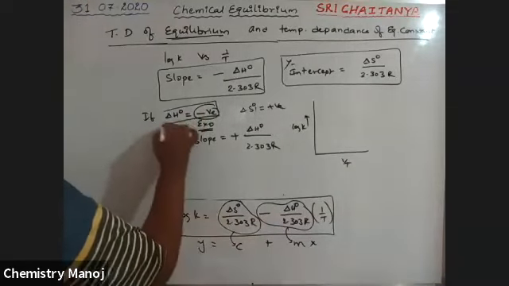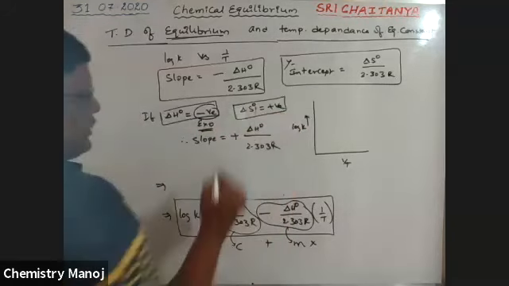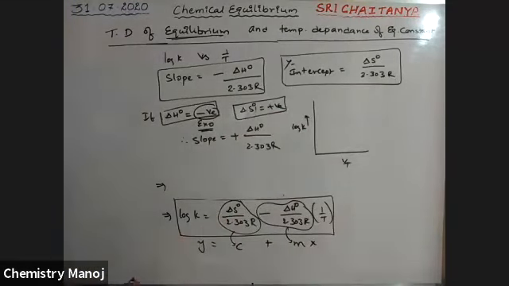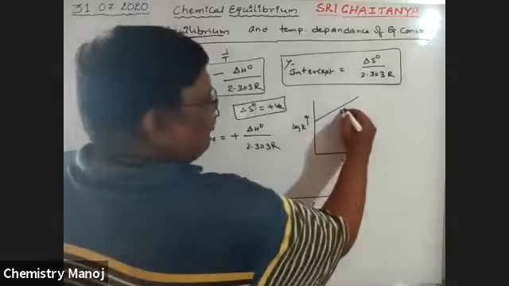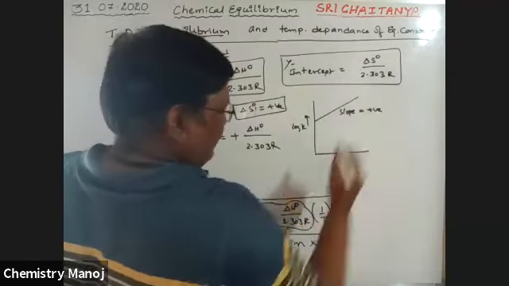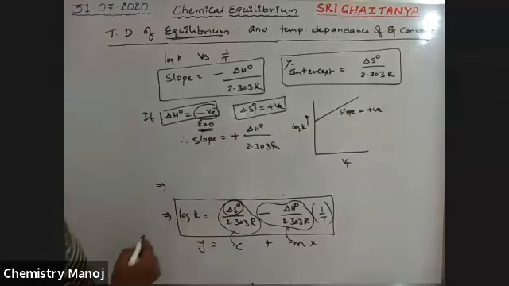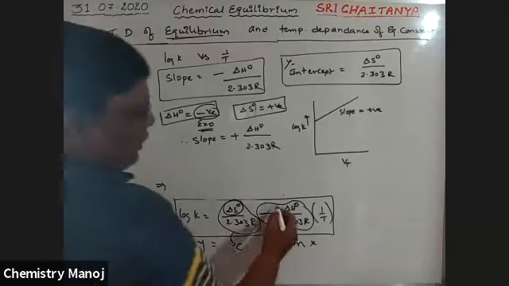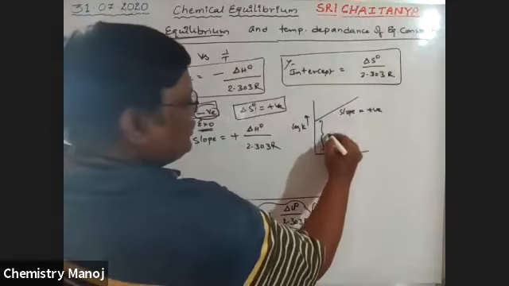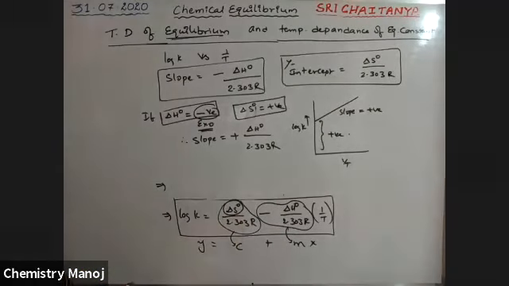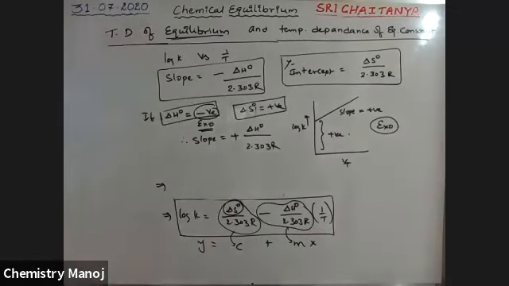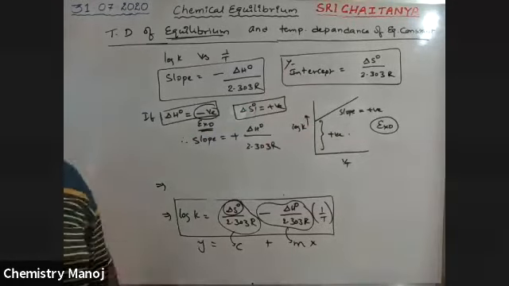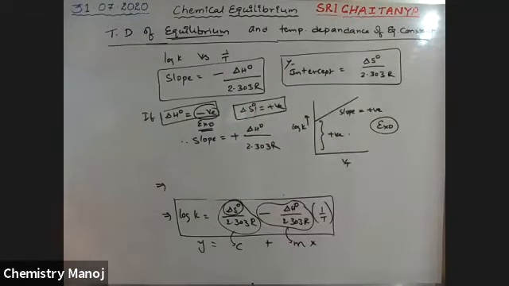So delta H is negative, delta S is positive. So positive slope, positive intercept. Therefore the graph is like this. Here the slope is positive because delta H naught is negative, and totally this value is going to be positive, and the intercept is also positive. The intercept is delta S naught. So this is the exothermic case. In the case of exothermic reactions, delta S is positive. Therefore, that is the equation and that is the style of the graph.